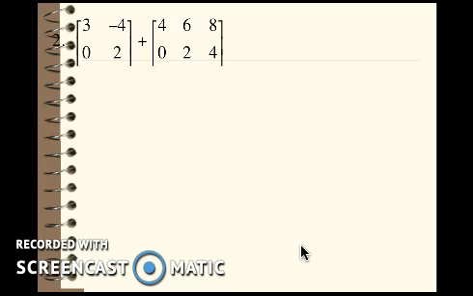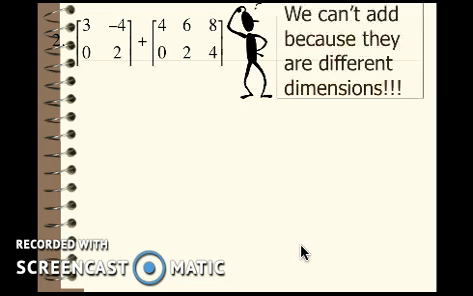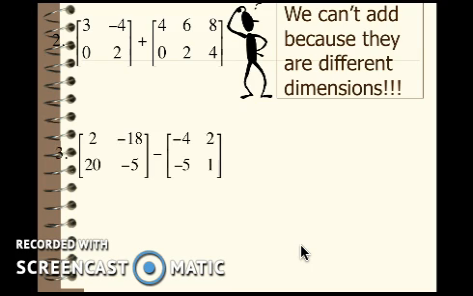Second example, if we're looking at this matrix, can we indeed add it? Does it have the same dimensions? Well, they don't. So we can't add them because they're of different dimensions. Remember, they have to have the same dimensions. These ones, however, we can.